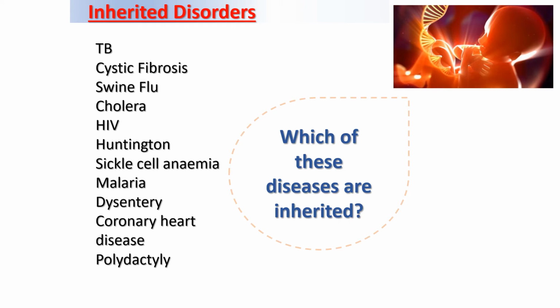Inherited disorder. Here are some diseases for you to find out which of these diseases are inherited. Pause the video and try to find out the inherited diseases. Let's check your answer. Cystic fibrosis, Huntington, sickle cell anemia, and polydactyly. These are the 4 inherited diseases that are very common.